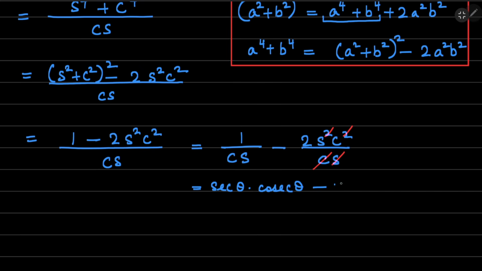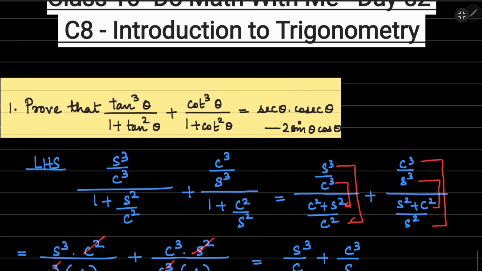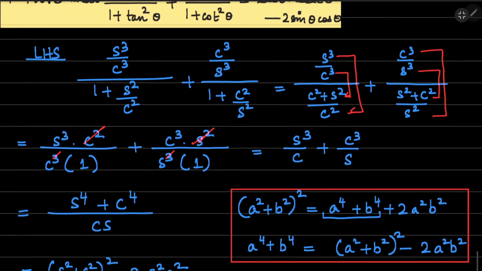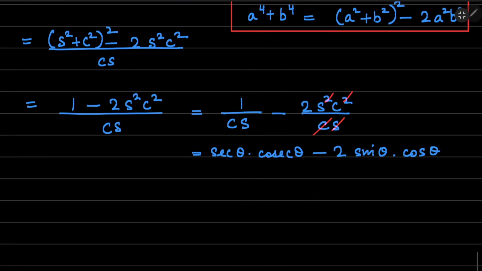Minus, there is a 2 here, 2 sine theta into cos theta. Okay, I believe this is our RHS. Secant theta into cosecant theta minus 2 sine into cos is equal to RHS. Hence proved.